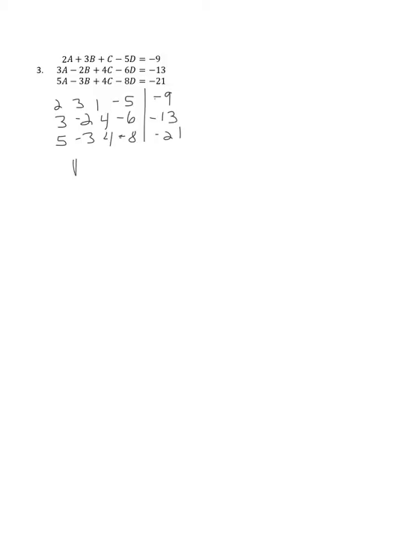Okay, well, I'm taking a look at this. How about I go row 2 minus row 1 and put that in row 1. That will take 3 minus 2. Okay, so 3 minus 2 is going to be 1. -2 minus 3 will be -5. 4 minus 1 will be 3. -6 minus -5, so -6 plus 5, -1. And row 2, -13 minus -9, so -13 plus 9, -4. And then I'm just going to put the other ones in.